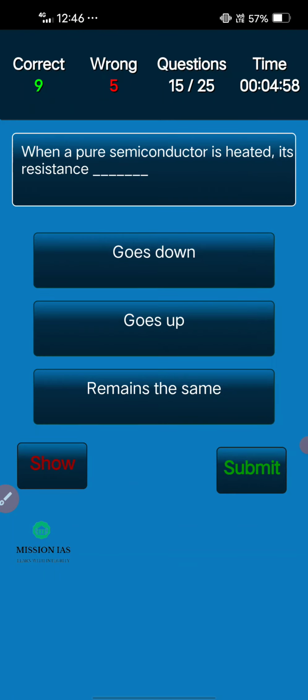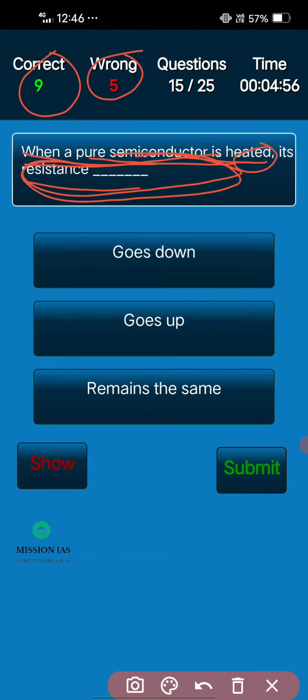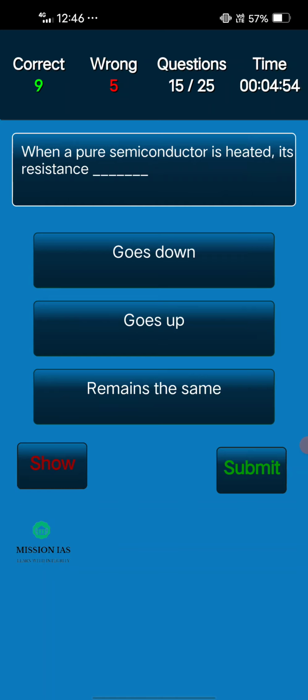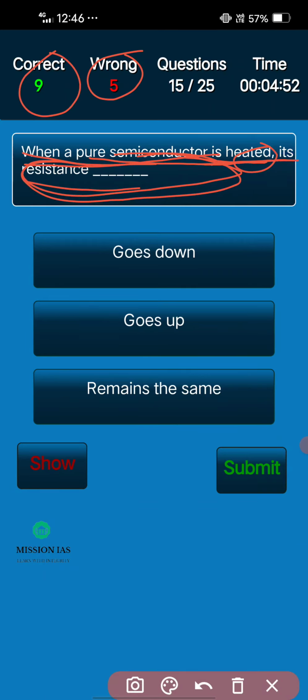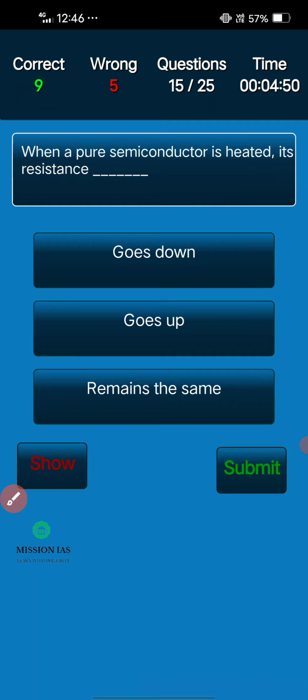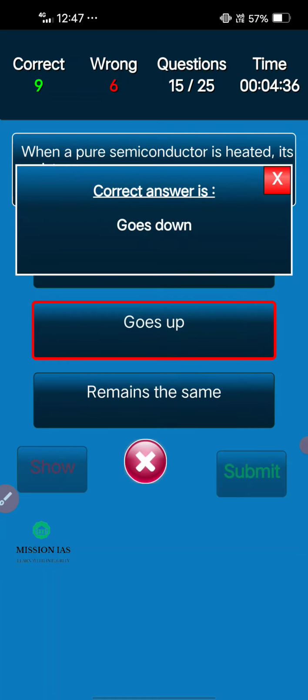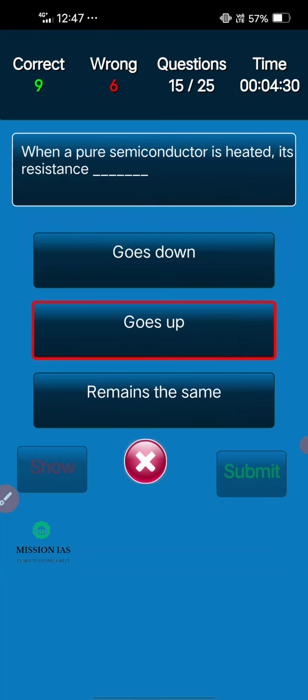Then the next question in front of you is: when a pure semiconductor is heated, its resistance usually what? Whenever a pure semiconductor is heated, the temperature increases. So does the resistance go down or go up? Usually it goes down. Okay, resistance usually goes down because conductivity increases. That you have to keep in mind.